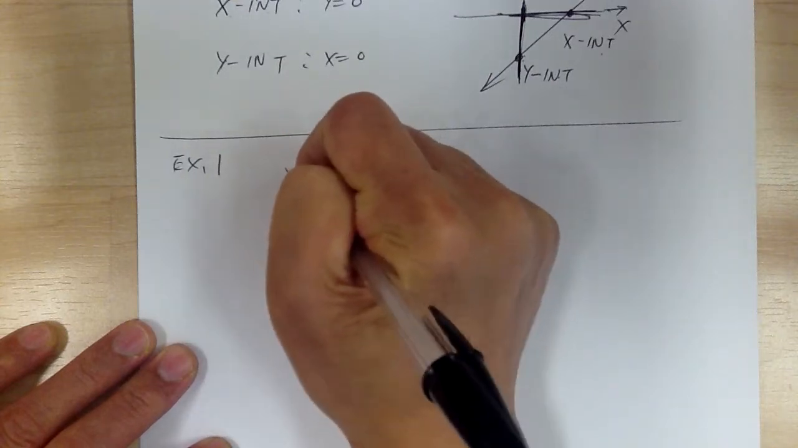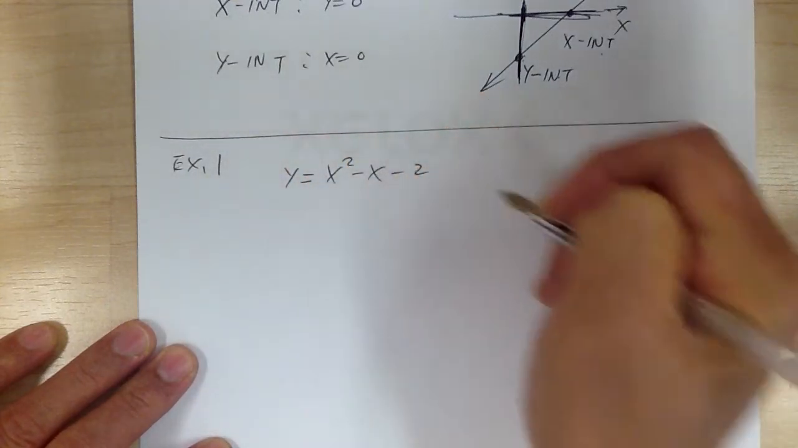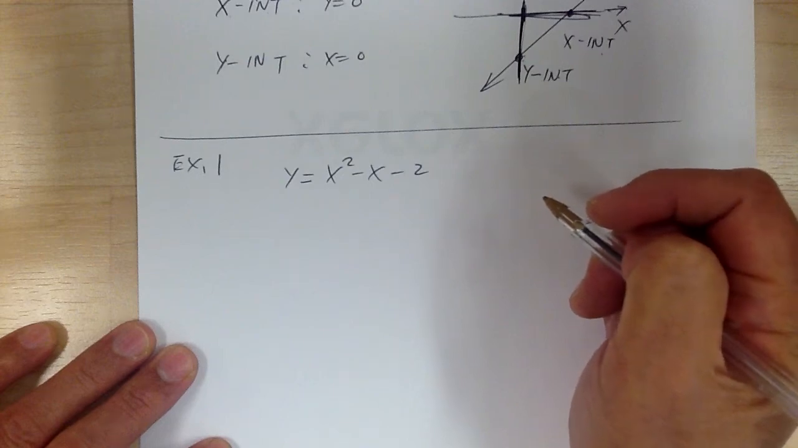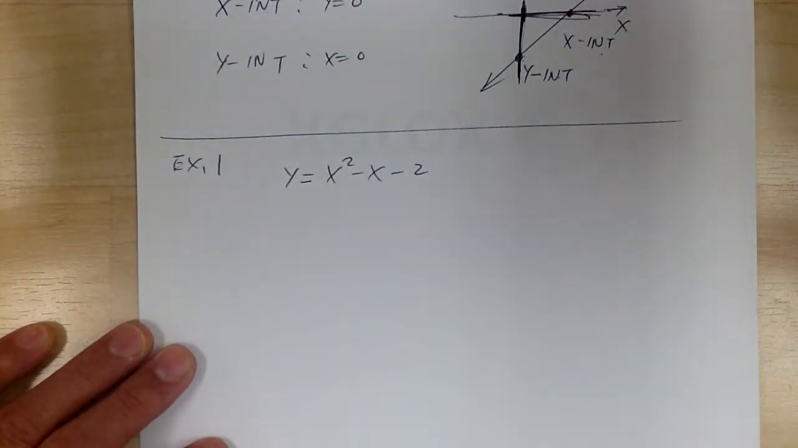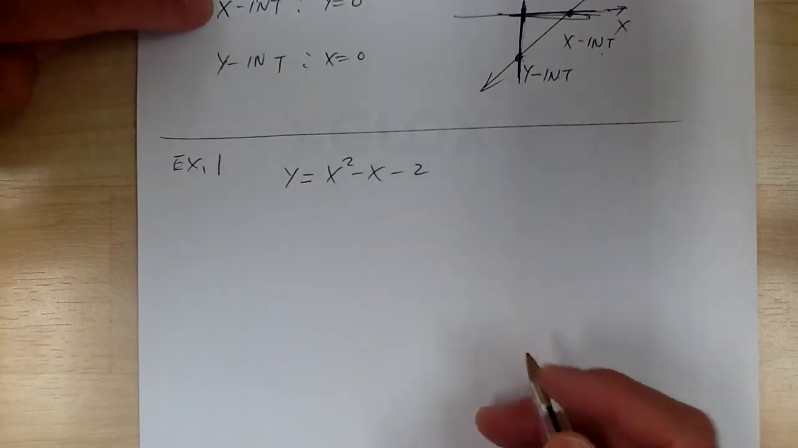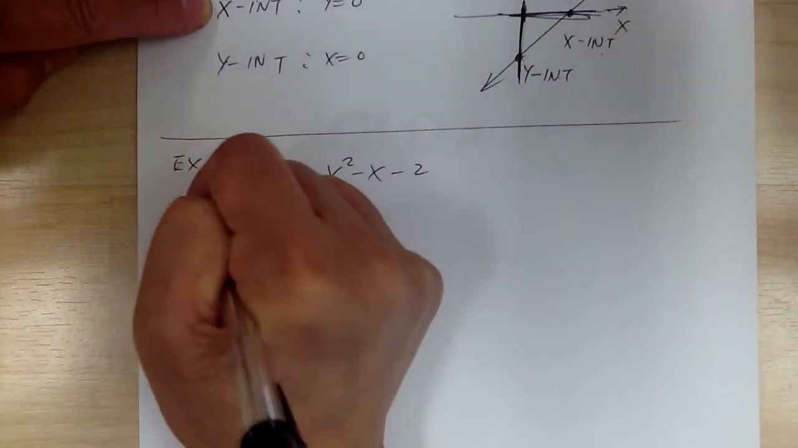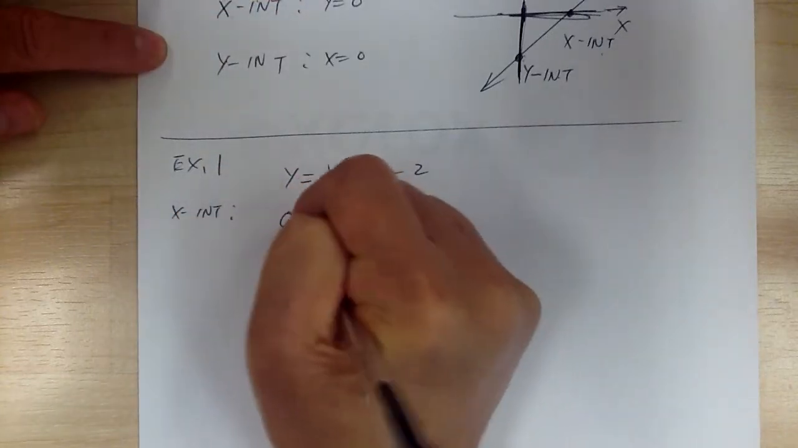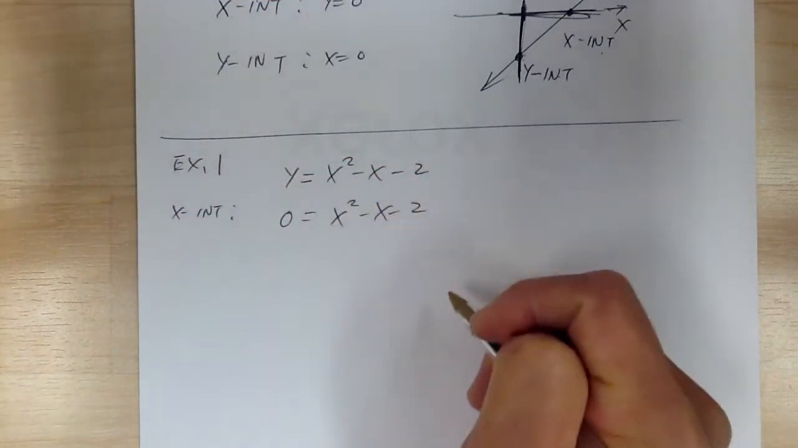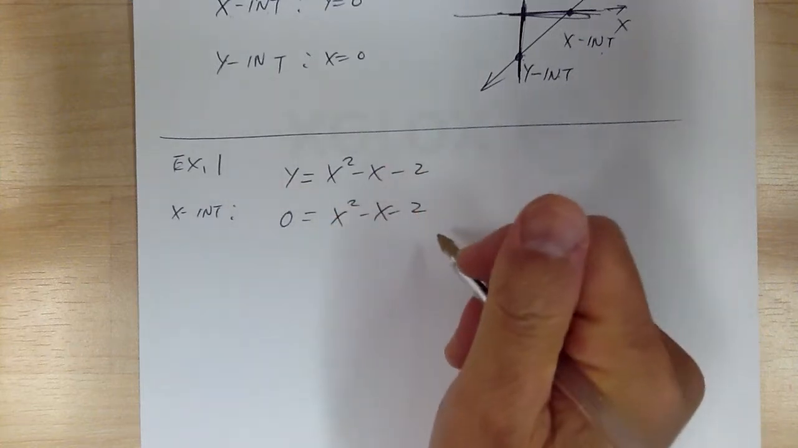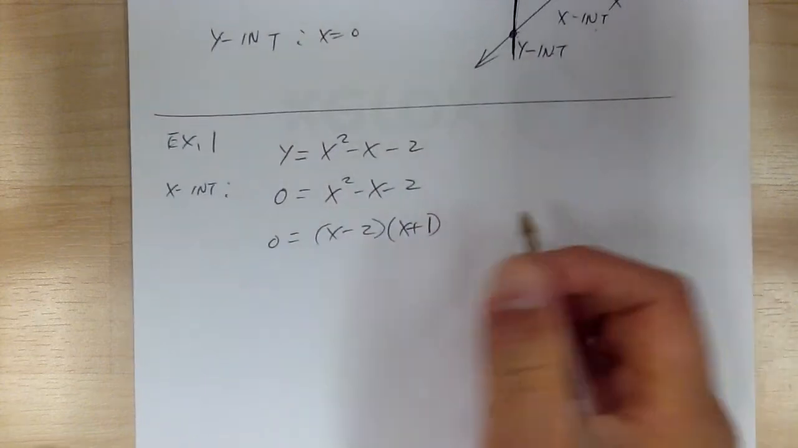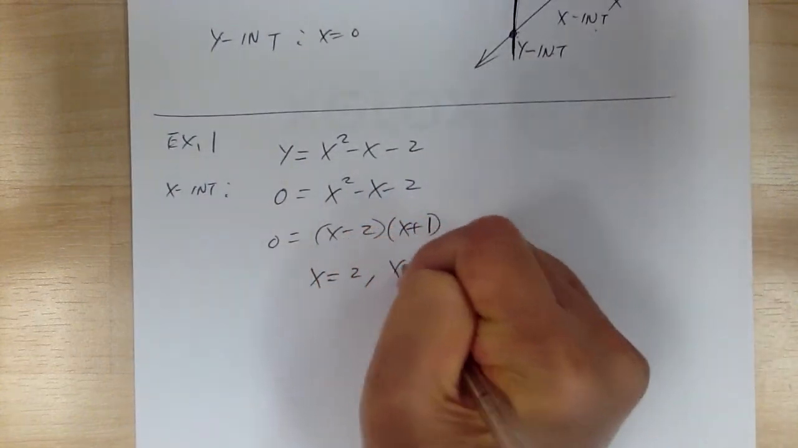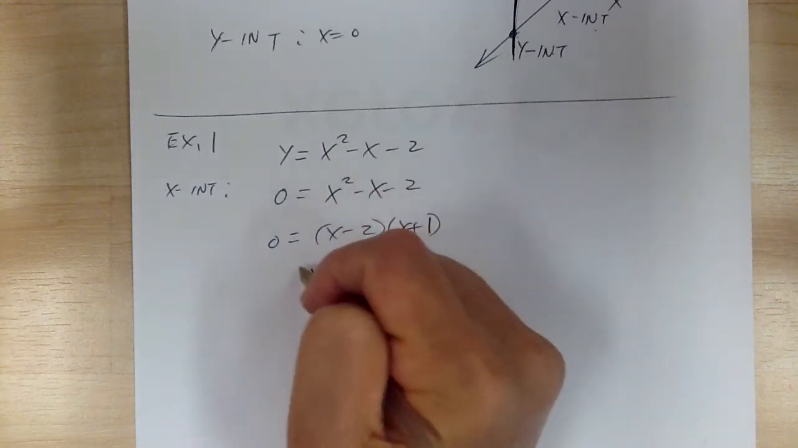You have y equals x squared minus x minus 2. It says find the x and y intercepts. If you're looking for the x-intercept, you set y equal to 0. If you're looking for the y-intercept, you set x equal to 0. So for the x-intercept, you set y equal to 0, so you get 0 equals x squared minus x minus 2. Then you can use factoring, and you get x equals 2 and x equals negative 1. Those are your two intercepts.